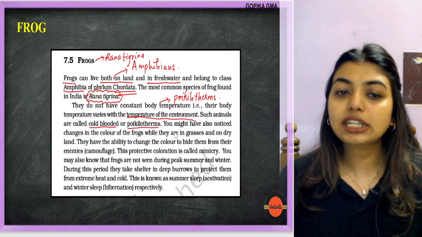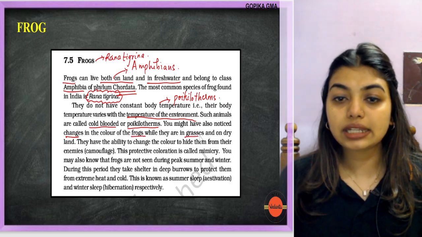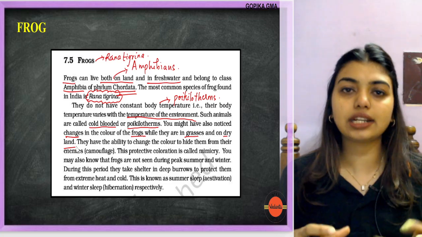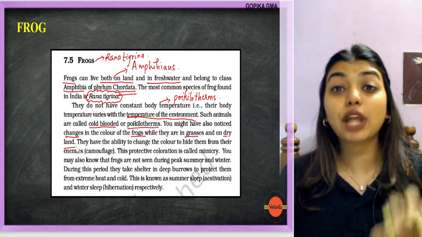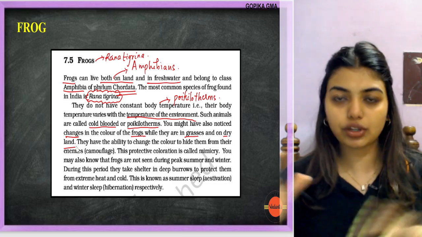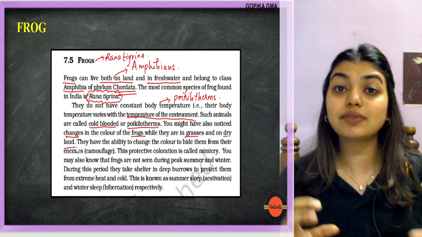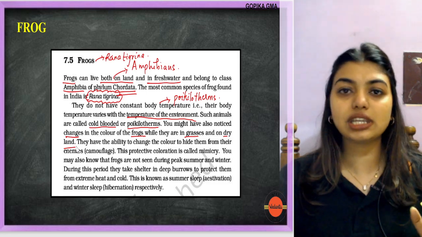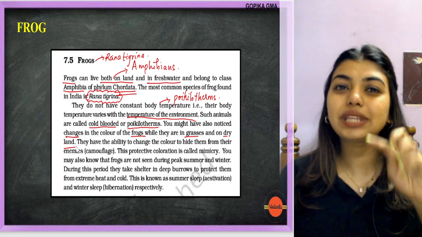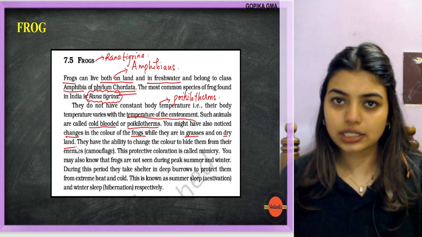You might have also noticed changes in the color of the frog while they are in grass and while they are on dry land. Normally the ones that we see in the city are brown-colored frogs, because they are usually on a cemented road or a tar road, on land. If you see them in places with a lot of vegetation and grasses, you'll notice that the frogs are darker green in color, yellowish to greenish with dark spots and other markings.